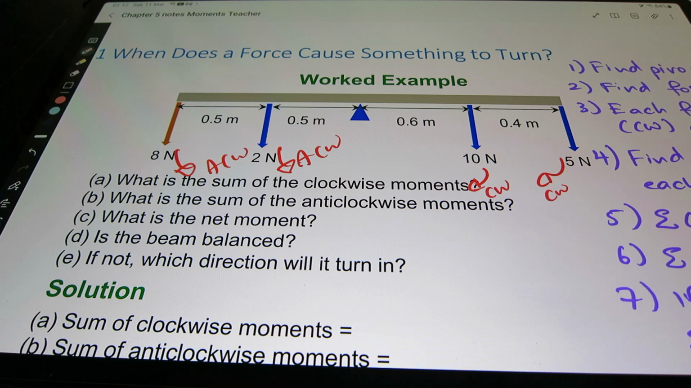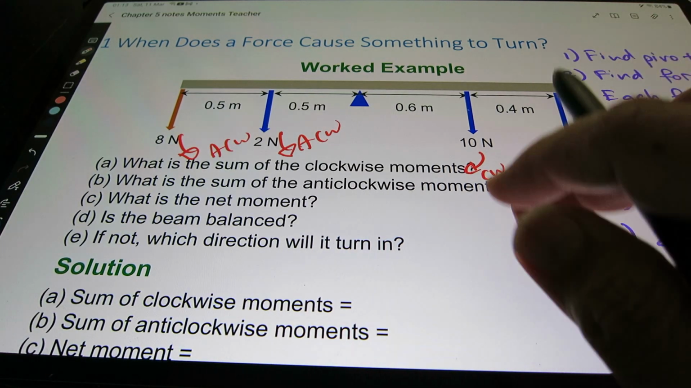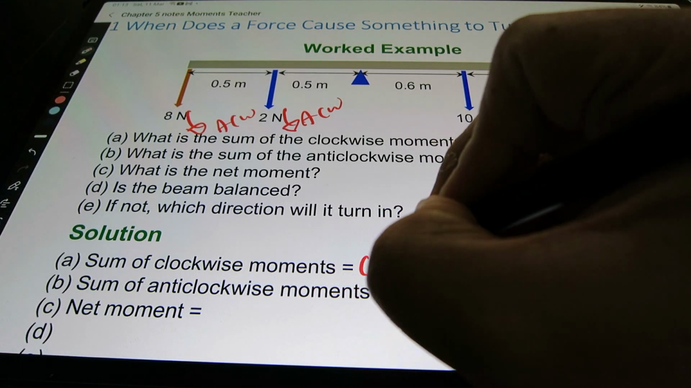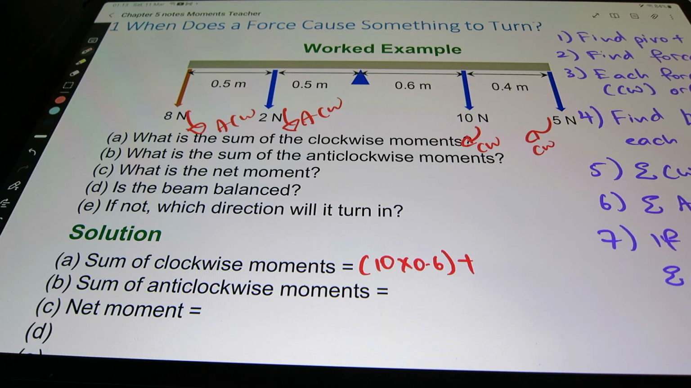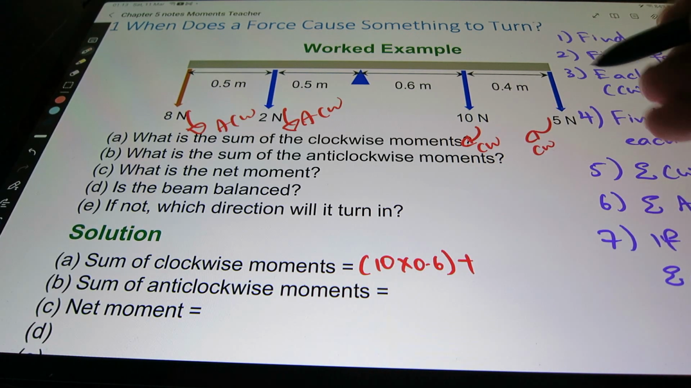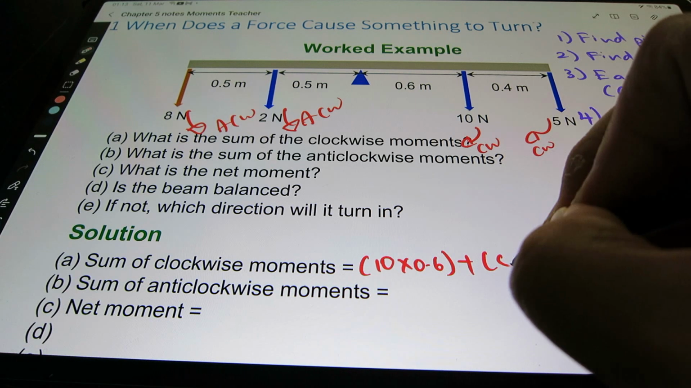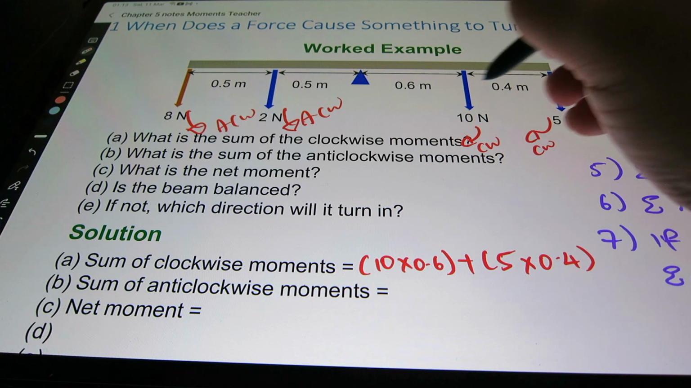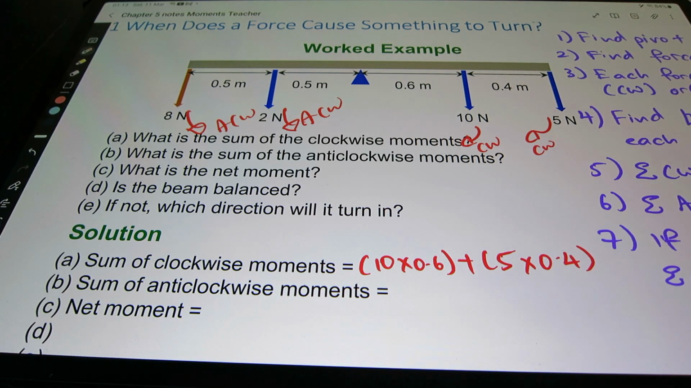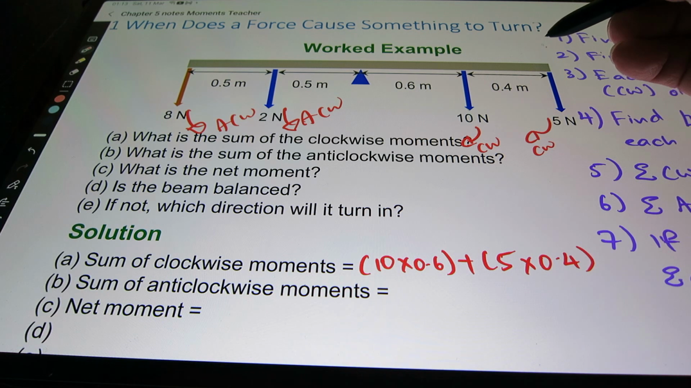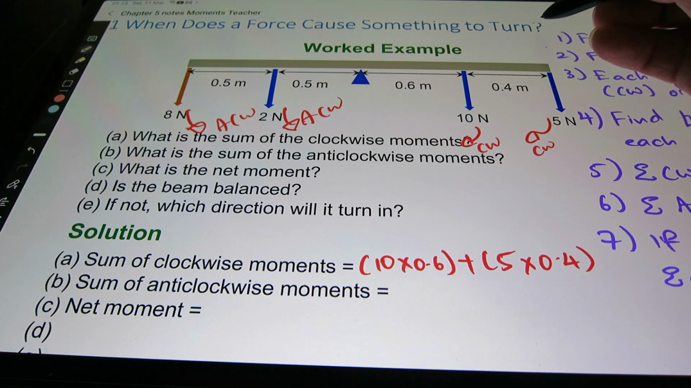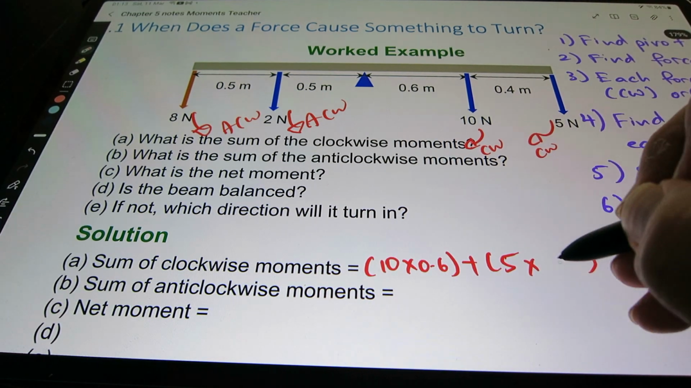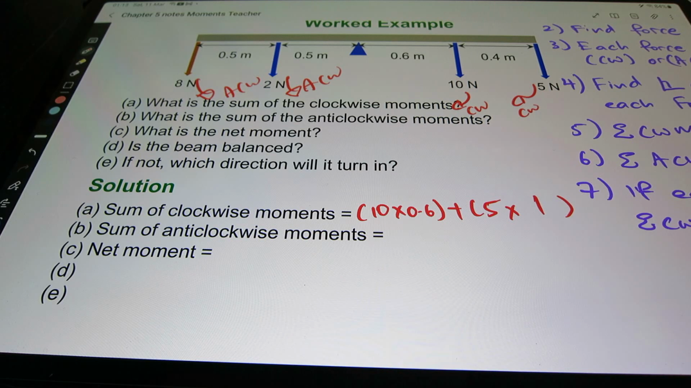So what is the sum of the clockwise moments? It is 10 multiplied by this perpendicular distance, 10 times 0.6, plus this one also, which is also a clockwise moment. Do not be tricked, because I know a lot of students are going to just put 5 newtons times 0.4, because they naturally see 0.4 and put it in. But remember, the definition of moment is force times perpendicular distance from the line of action of the force to the pivot, which is here. So actually, it's not only 0.4, it's a full 1 meter. Then that will give you the answer for the sum of clockwise moments.